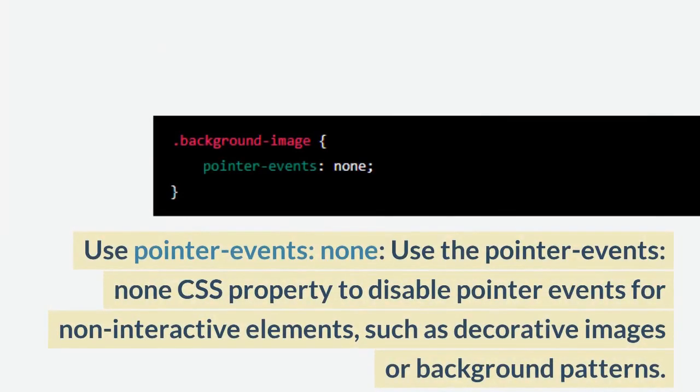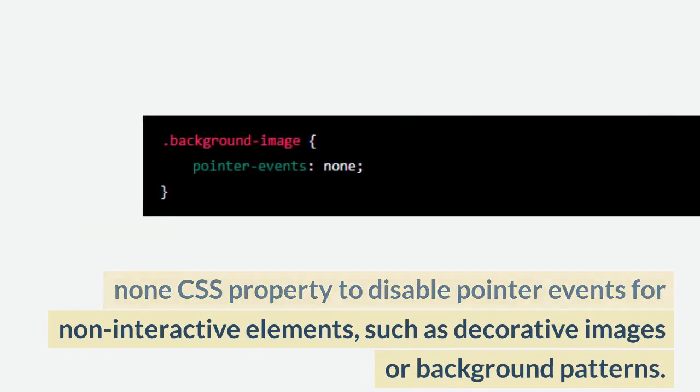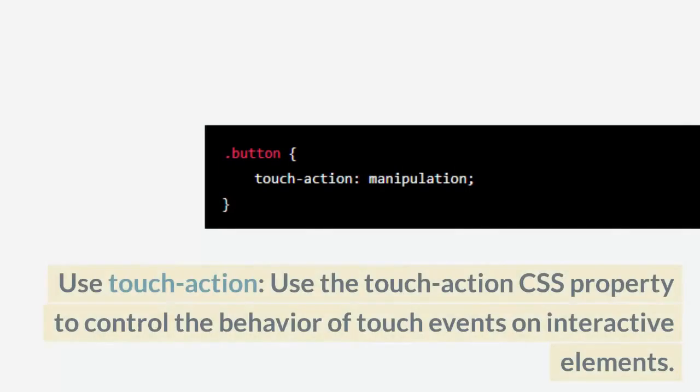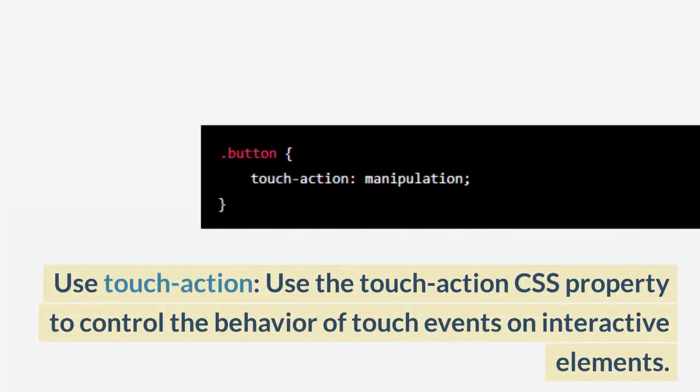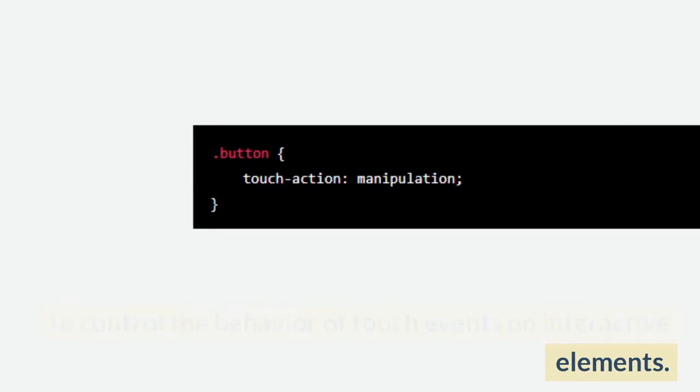Use pointer-events: none. Use the pointer-events: none CSS property to disable pointer events for non-interactive elements, such as decorative images or background patterns. Use touch-action. Use the touch-action CSS property to control the behavior of touch events on interactive elements.